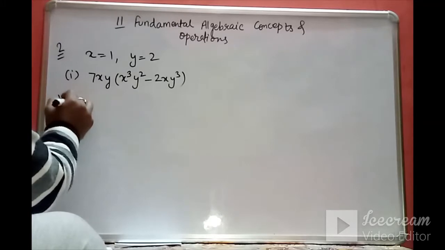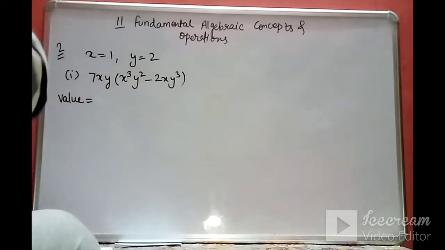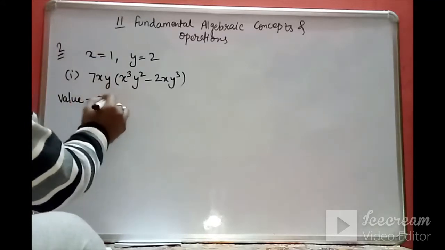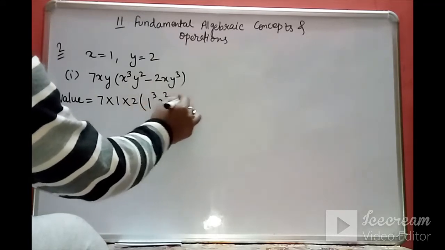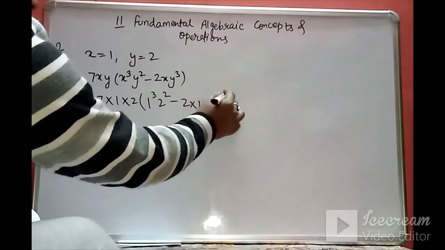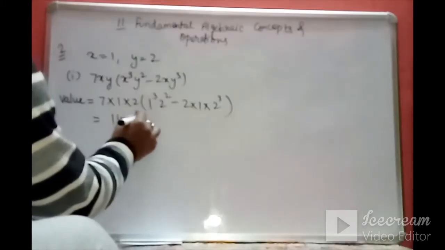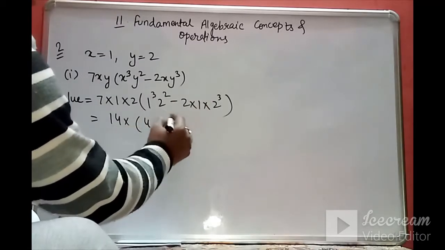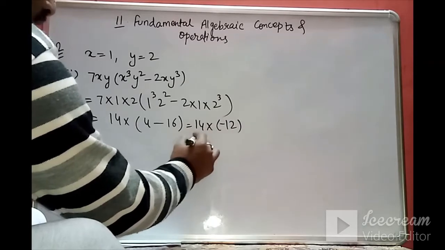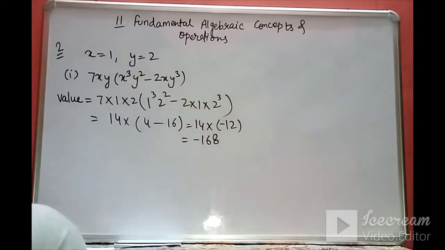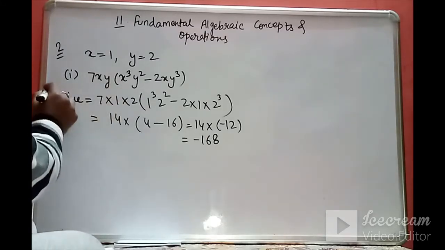So the value will be how much? Seven into x is 1, y is 2, then 1 cube, 2 square, minus 1 into 2 cube. So it will be 14 into (4 minus 16). So what will I get? 14 into minus 12, that is minus 168. Okay, so this is our value without multiplying these terms together. Now we will do the multiplication. This is our first step.